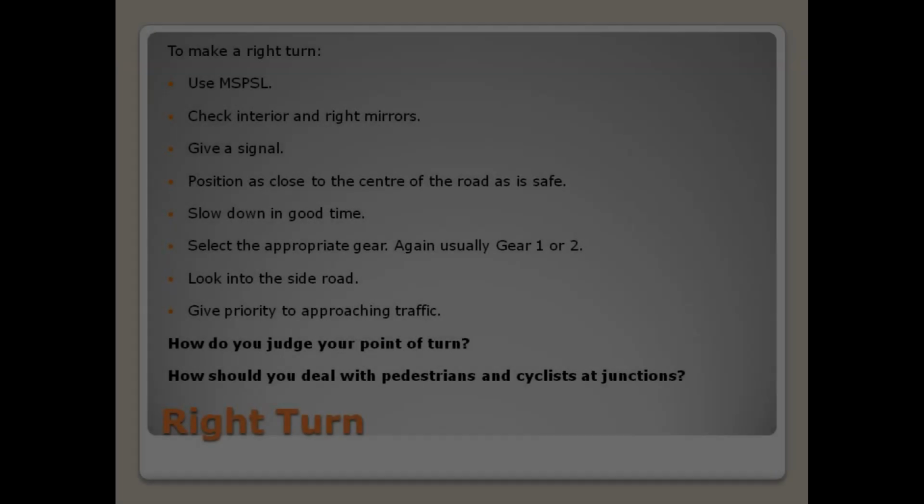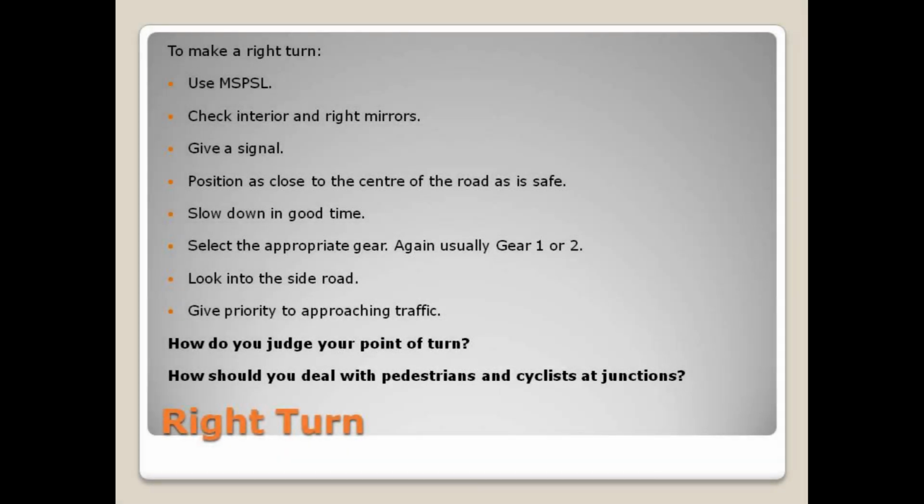Right turn. To make a right turn, use MSPSL. Check interior and right mirrors. Give a signal. Position as close to the center of the road as is safe. Slow down in good time. Select appropriate gear, again usually gear 1 or 2. Look into the side road. Give priority to approaching traffic.